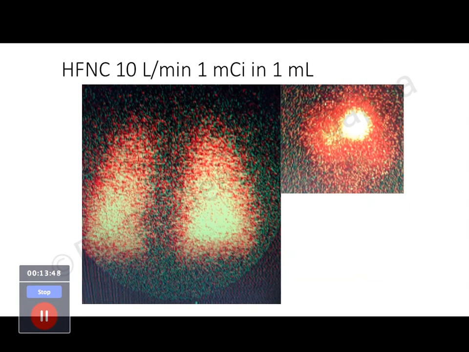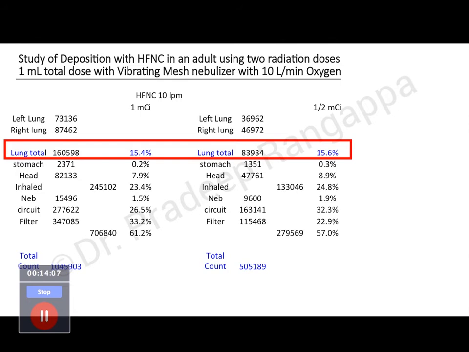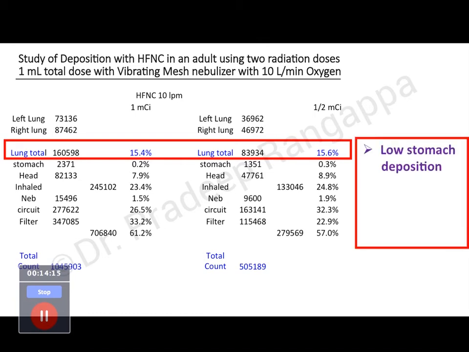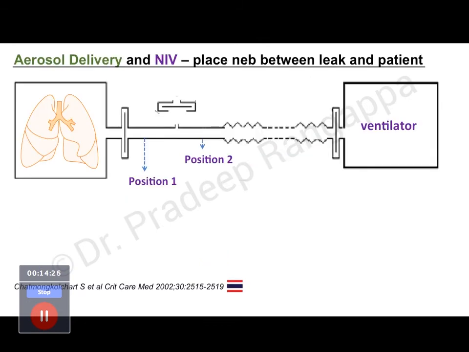And they looked at high flow nasal cannula at 10 liters. This is 1 millicurie, the radioisotope they used, and they found that lung deposition was reasonably good with HFNC. So again it goes on to show that a vibrating mesh nebulizer could be effectively used with HFNC for good lung deposition. And if you see the figure I have been telling, the lung deposition was up to 15.4% in essence, even with HFNC. They found that stomach deposition was very little, and the distribution through the lung also was reasonably homogeneous. Okay. So that is about HFNC.